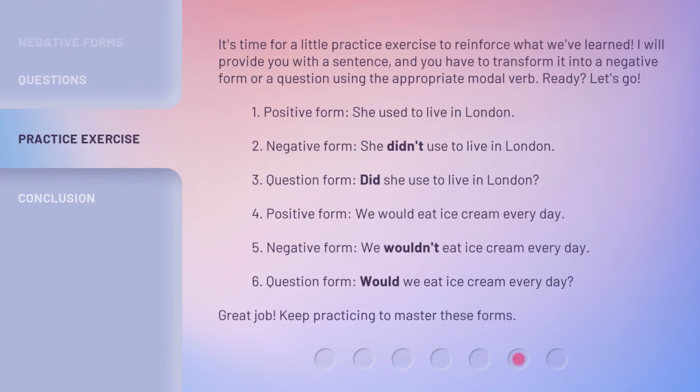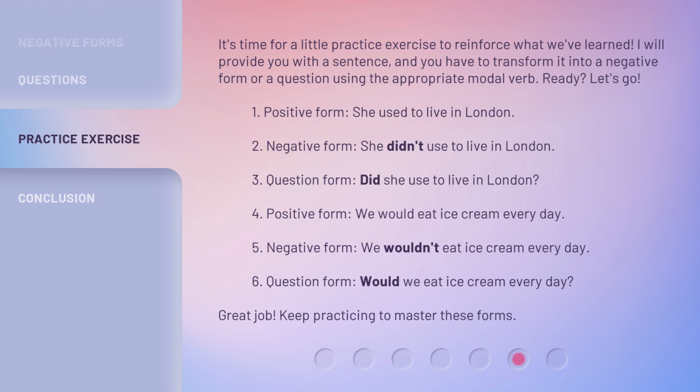It's time for a little practice exercise to reinforce what we've learned. I will provide you with a sentence, and you have to transform it into a negative form or a question using the appropriate modal verb. Ready? Let's go. 1. Positive form: she used to live in London.